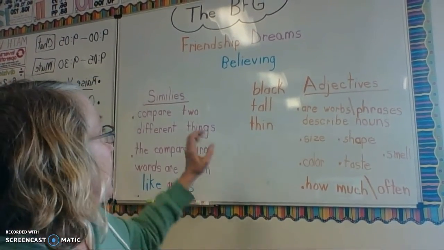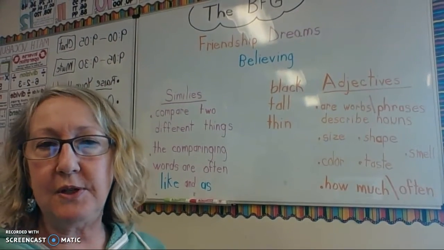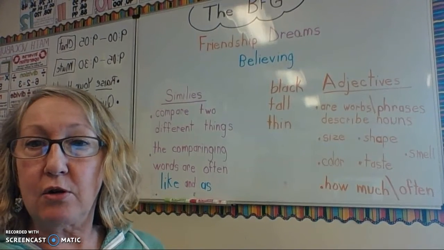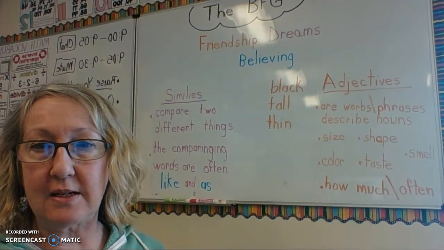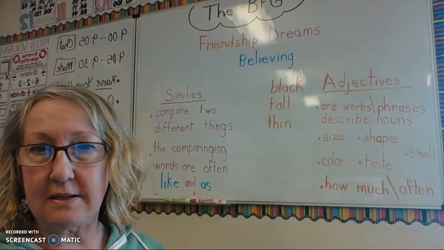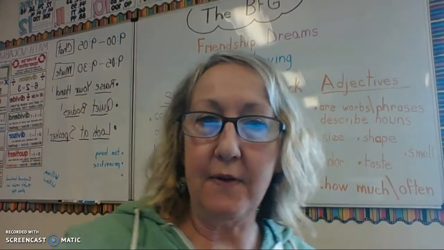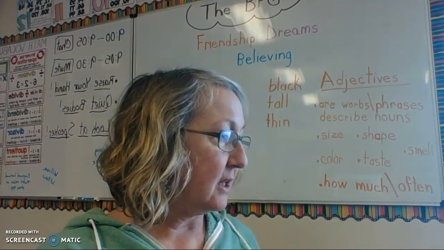And then similes is when you're comparing two different things. And the words that are clues often when a simile is in place is if you see the word like or as. And so I was just rereading part of the BFG, and I found some good examples for you.